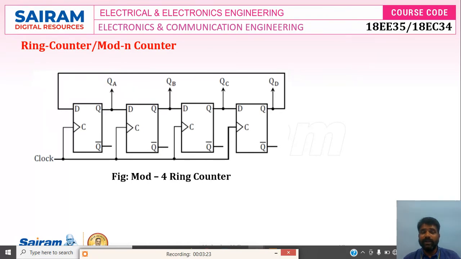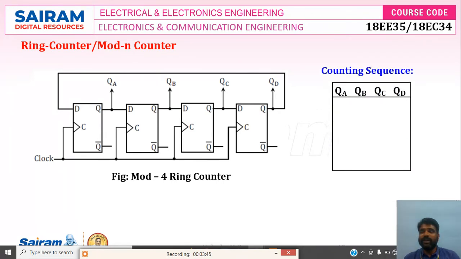Clear? And one thing you must remember, initially it should be loaded with 1 followed by zeros. Any one flip-flop should be in the one state and the remaining should all be in the zero state. Clear? One flip-flop should be 1 and the remaining are 0. Let's see the operation, the counting sequence.